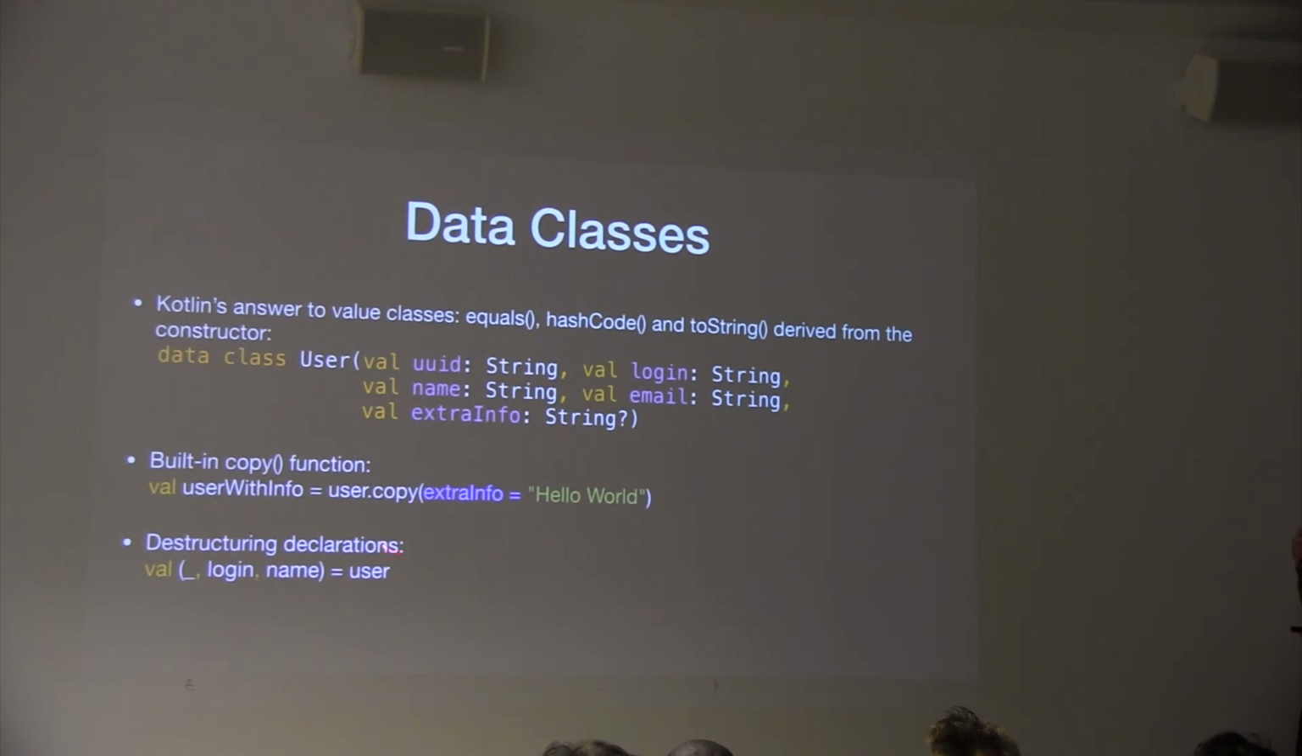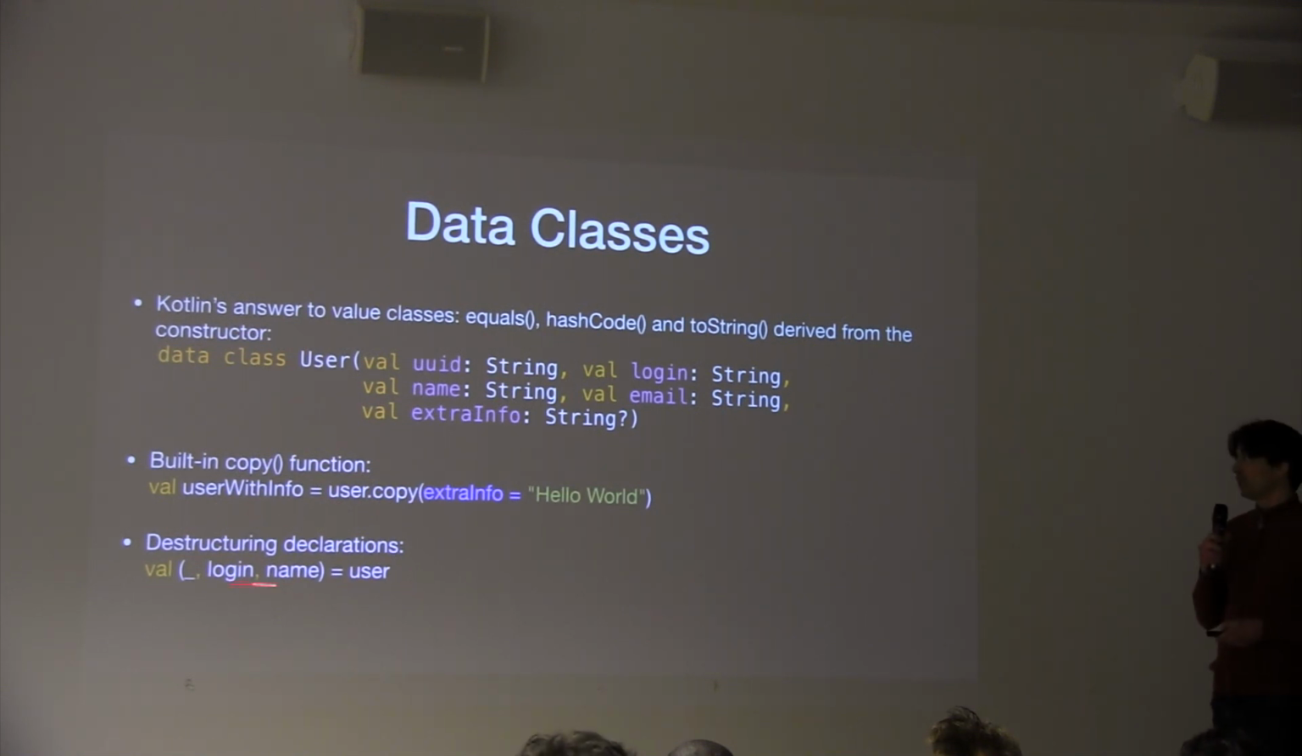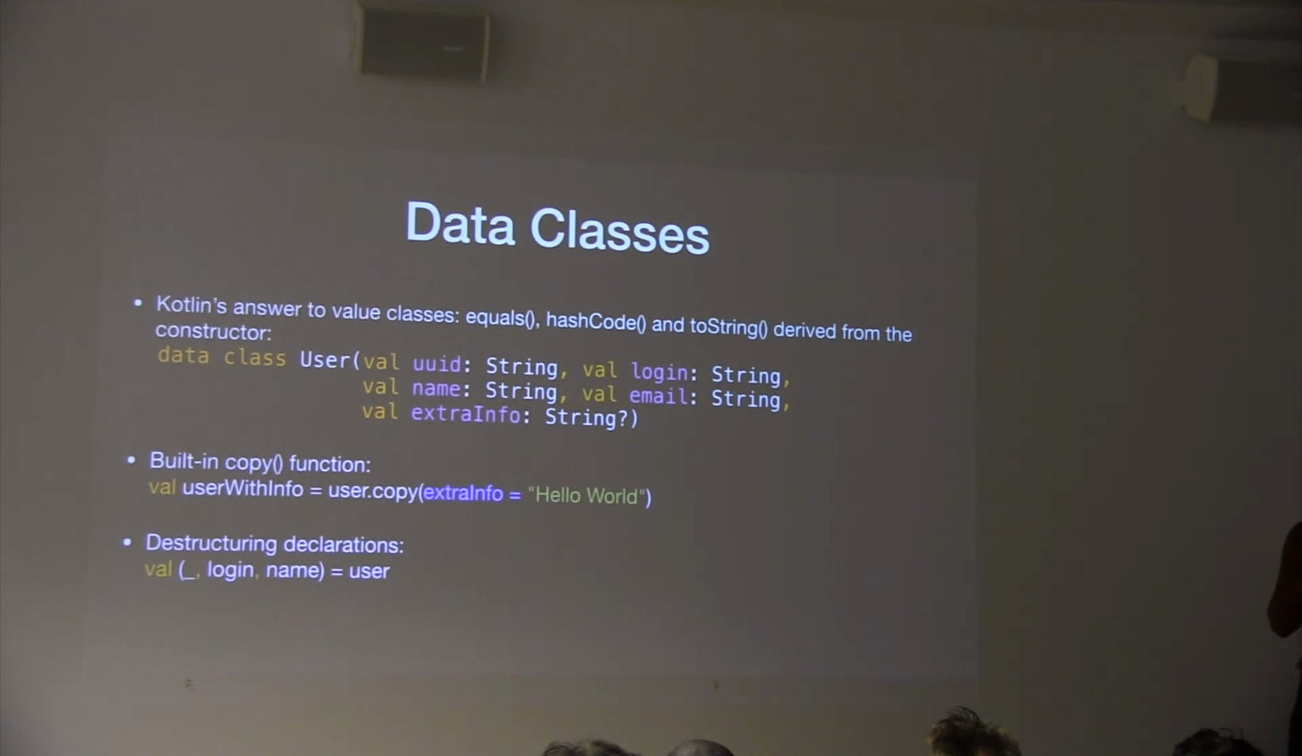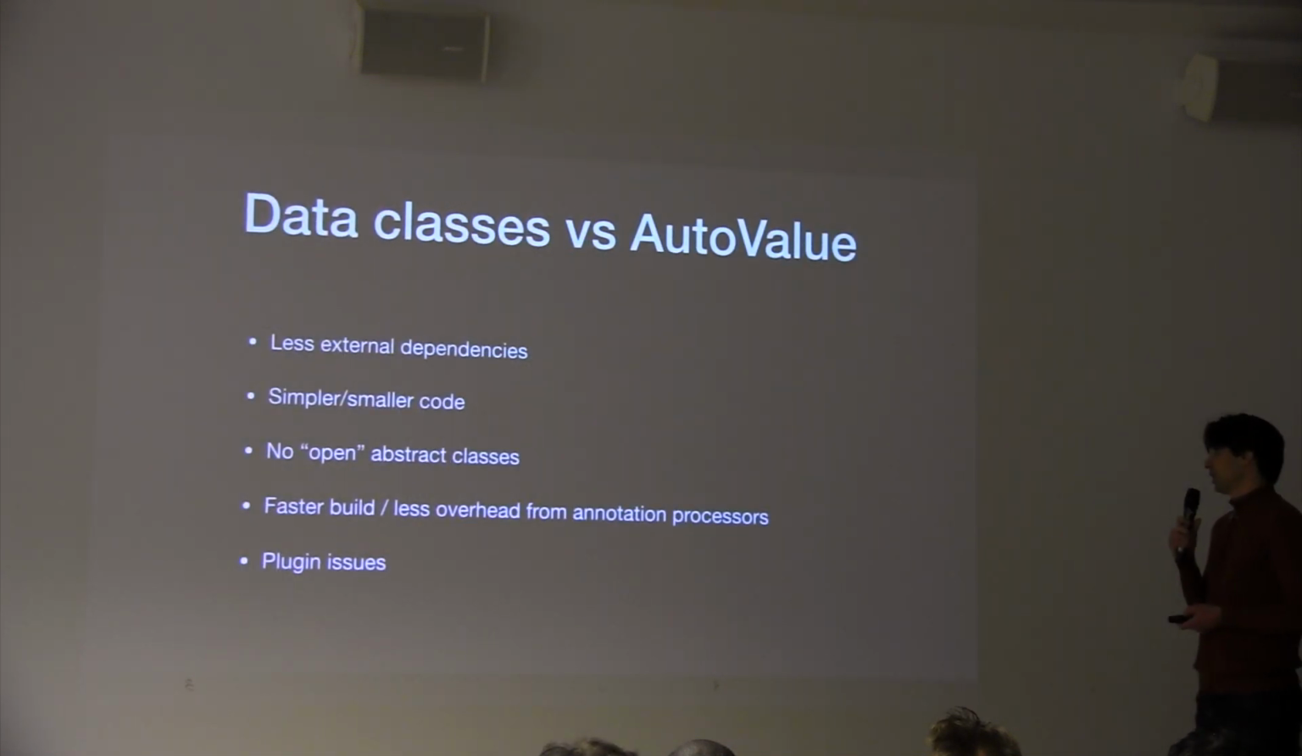And you get as a bonus the destructuring declarations, which make it easy to assign multiple variables at once, given an instance of your class. This is very useful in loops or in lambda expressions, and it's just another advantage that you have over AutoValue. In addition, like I said before, you have fewer external dependencies now.